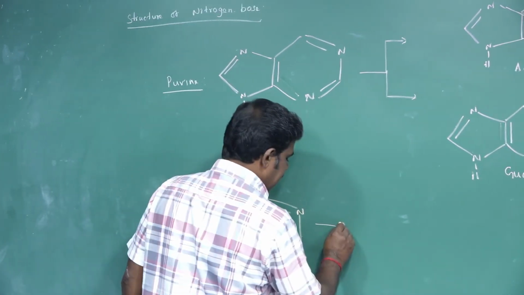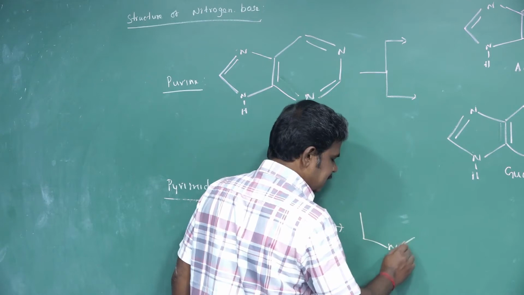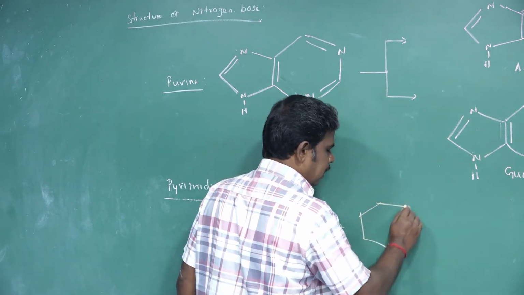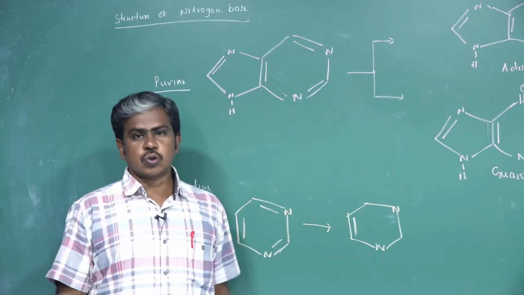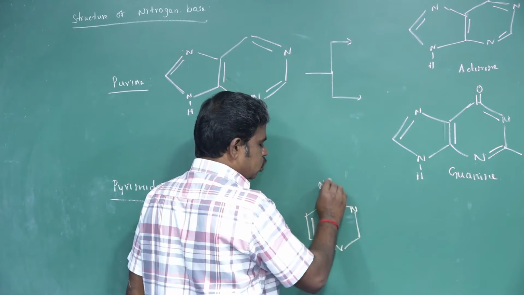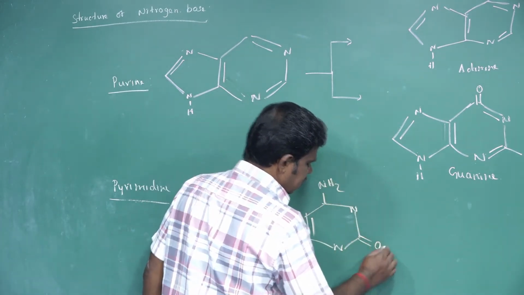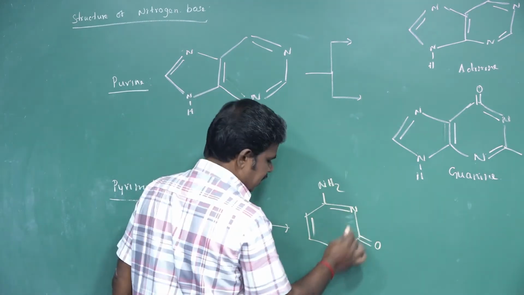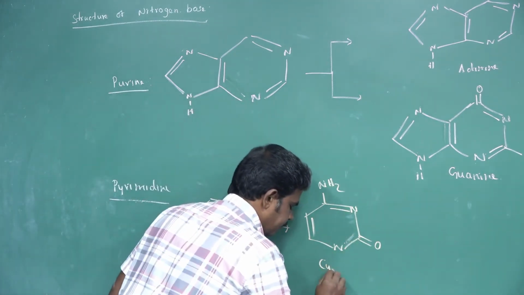So here it has cytosine, with nitrogen, and cytosine has an NH2 and a CO group. Here is NH2, and here the CO group. So there is a bond. So it is cytosine.